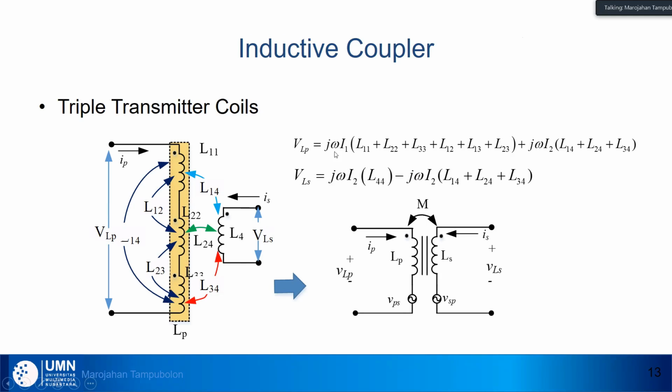So that's why we can have this type of circuit if we use 3 coils. But again, the assumption here is that the coupling between the transmitter coils is very small, so we can just omit it from the model.